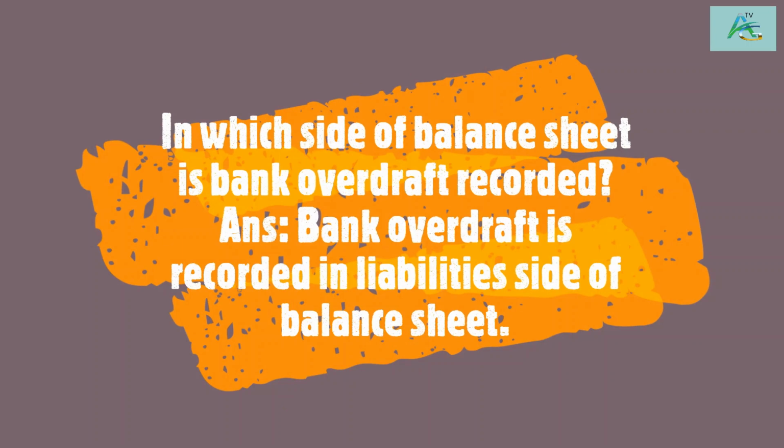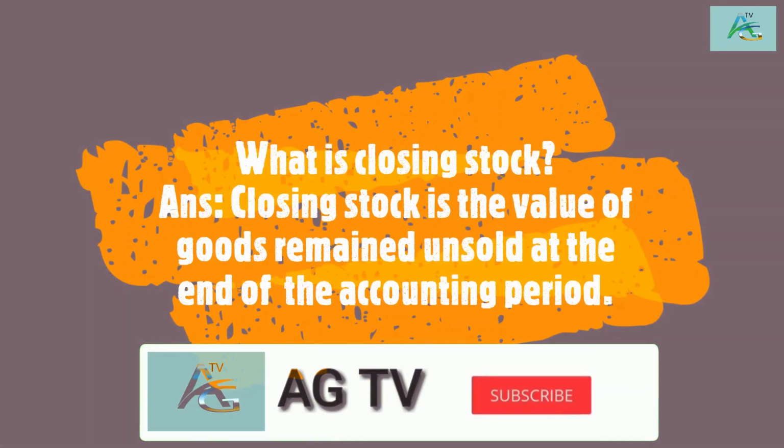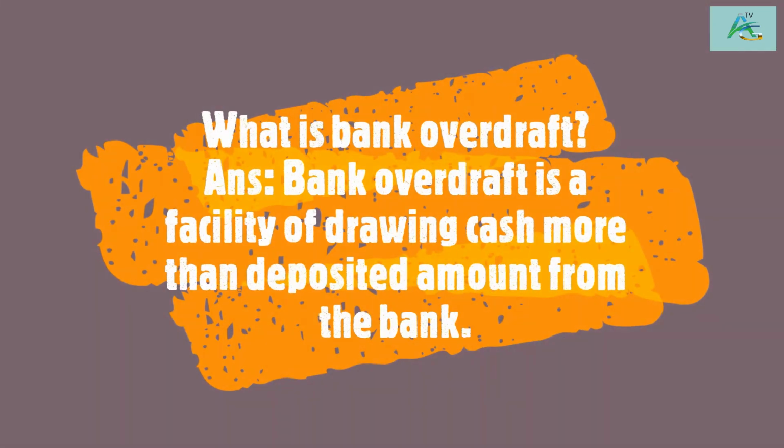In which side of balance sheet is bank overdraft recorded? Bank overdraft is recorded in liabilities side of balance sheet. Write any two manufacturing expenses. The two manufacturing expenses are royalty and factory rent. What is closing stock? Closing stock is the value of goods remained unsold at the end of the accounting period. What is bank overdraft? Bank overdraft is a facility of drawing cash more than deposited amount from the bank.